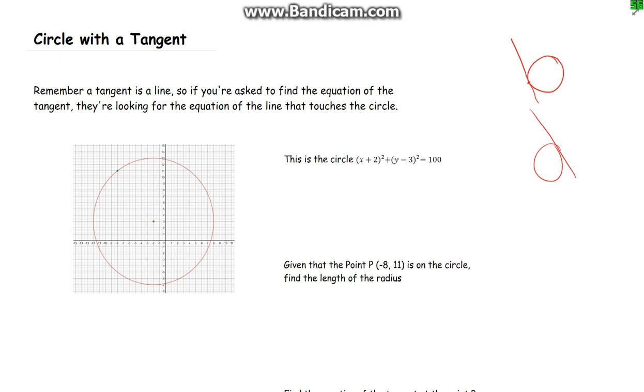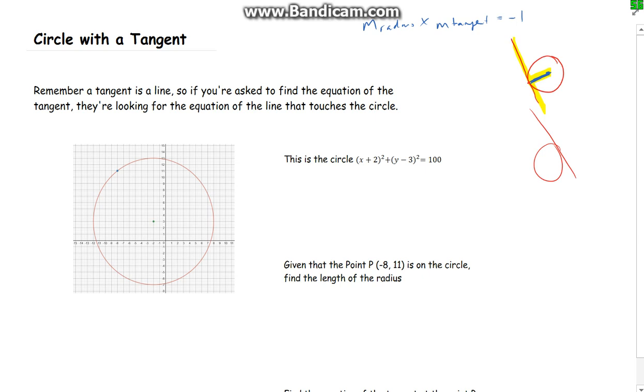The really important thing to remember about a tangent is that the radius, if we drew in the radius to that circle, which would be the centre point to any point on the circle, is perpendicular to the tangent. So the slope of the radius is going to be perpendicular to the slope of the tangent. So if you multiply the slope of the radius by the slope of the tangent, you should always get -1. And we look at a question like this.